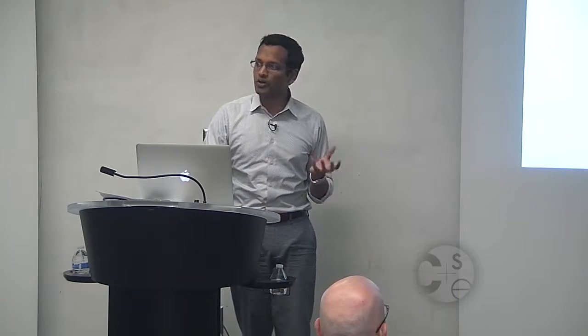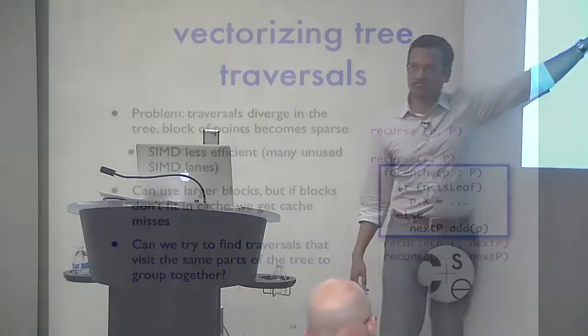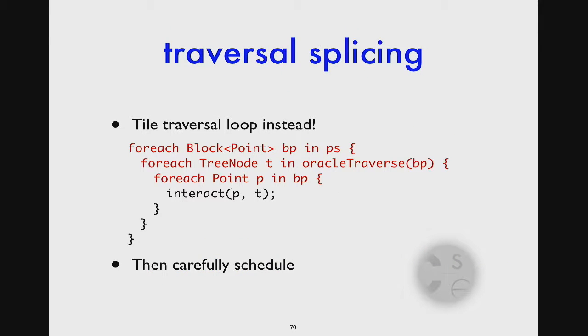So really the only way out of this knot is to build the blocks in a better way. Can I put points into these blocks so that they don't diverge? Can I put points into these blocks so they visit the same parts of the tree? That way I prevent points from dropping out of the block, and I prevent the block from getting sparse. So to do this, we have another transformation that we call traversal splicing.